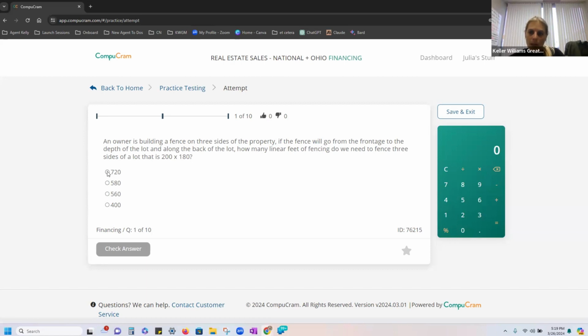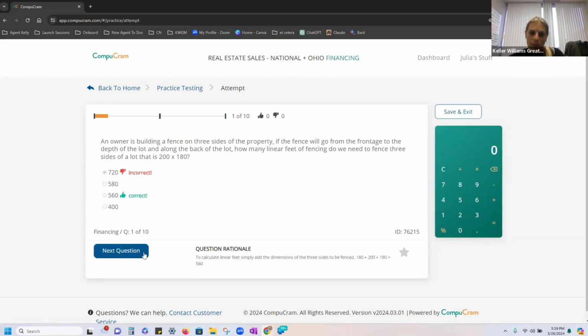We probably got A, 720. All right, so the correct answer is C. So in order to calculate the linear feet, simply add the dimensions of the 3 sides to be fenced. So it'd be 180 plus 200 plus 180 equals 560.